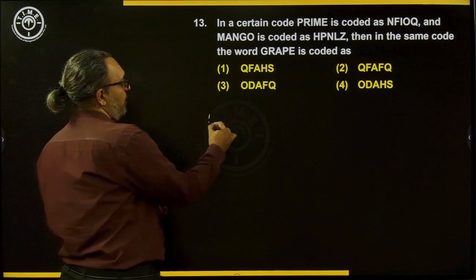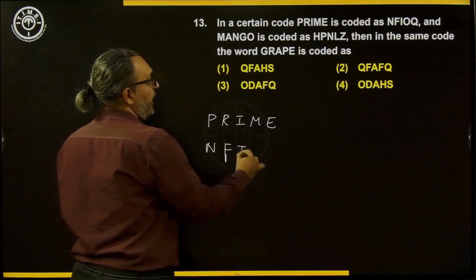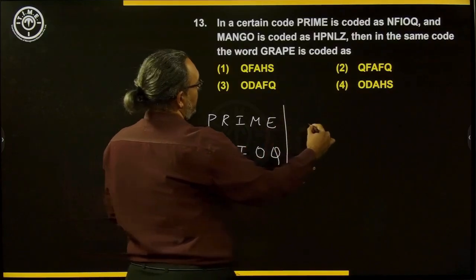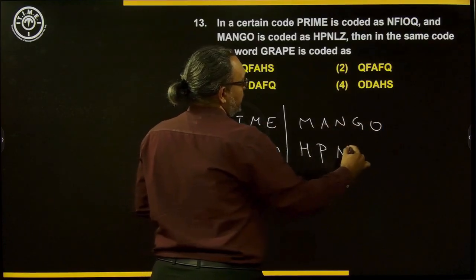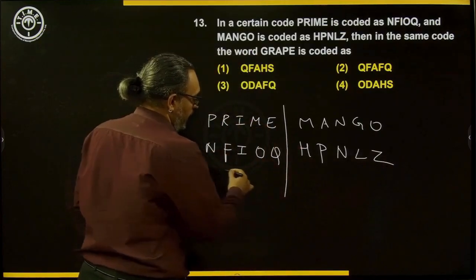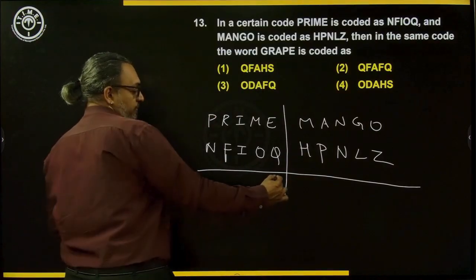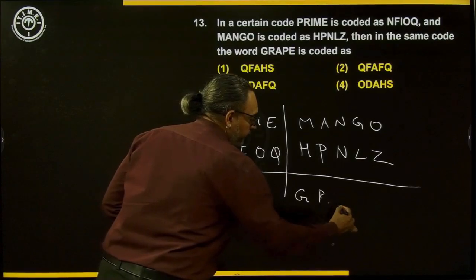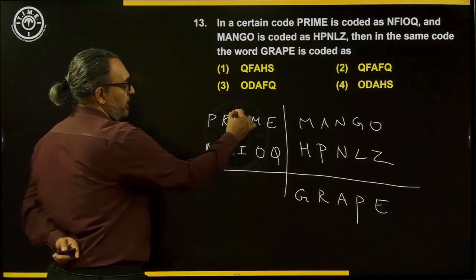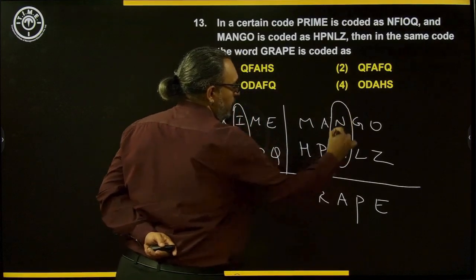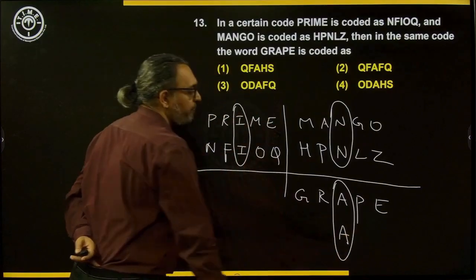Then the next we have is the word prime is coded as NFIOQ. Same way, there is one more example. Mango is coded as HPNLZ. Now, in the same code, the word grape is coded as? So, it is again coding. I need the code for grape. Let's see what is happening here. If you observe, the middle alphabet is the same in both, correct? So here also I take the middle alphabet the same.